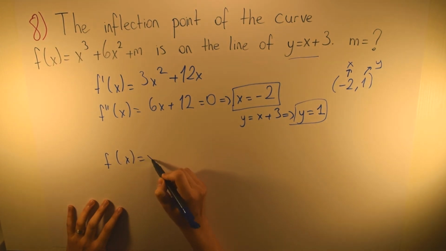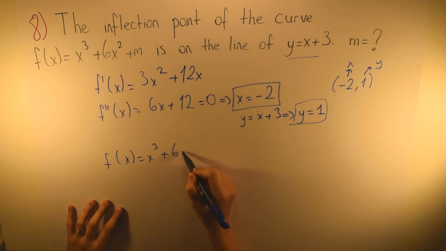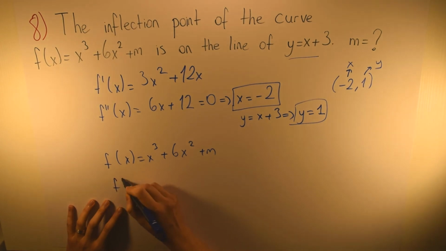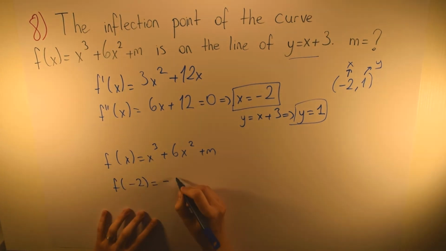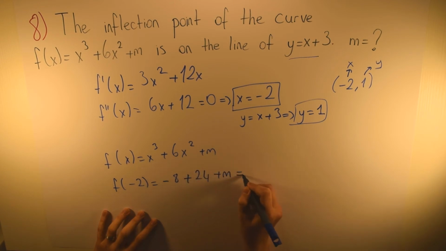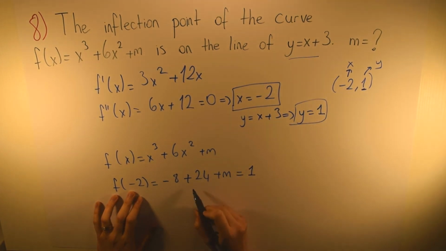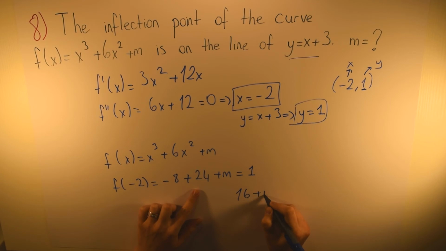So here f of x is equal to x cubed plus 6x squared plus m. Okay, so here f of minus 2 is equal to minus 2 to the power of 3, it is minus 8 plus, sorry, this is 6 times 4, yes, it's 24, plus m. This is all equal to 1, right? So from here we have 16 plus m, which is equal to 1, and from here m is equal to minus 15.